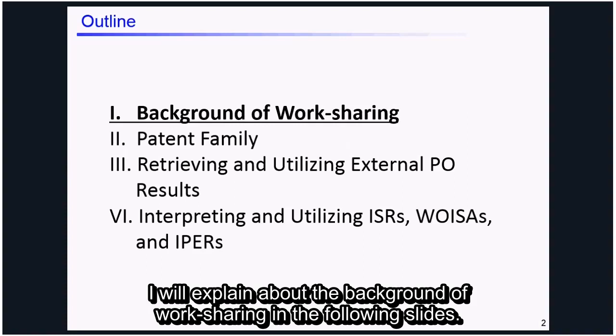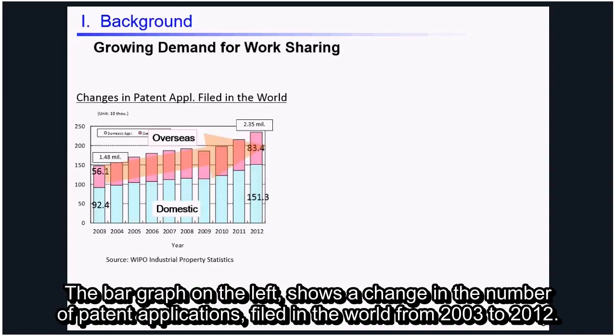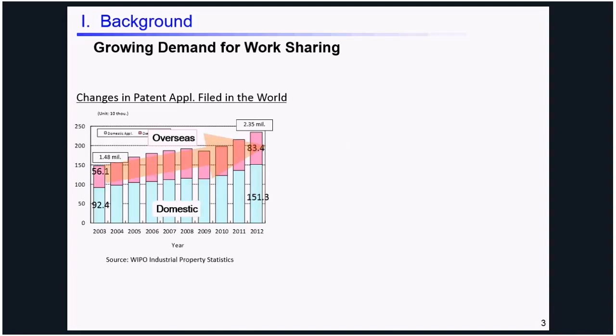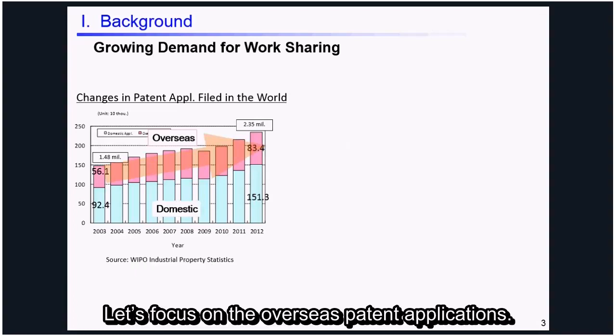First, I will explain about the background of work sharing in the following slides. The bar graph on the left shows a change in the number of patent applications filed in the world from 2003 to 2012. Bars in a red color represent overseas patent applications, and bars with blue color represent domestic patent applications. Let's focus on the overseas patent applications.